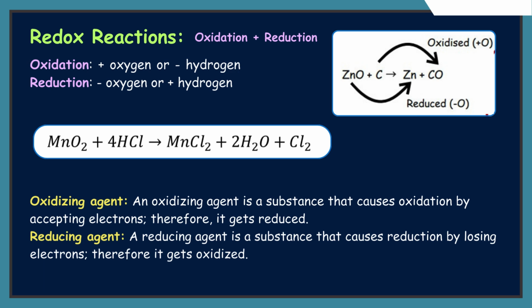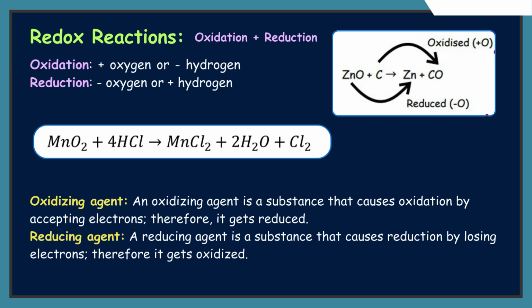On this page, we're talking about redox reactions. Redox is short for reduction and oxidation. Oxidation is when something gains oxygen or loses hydrogen. Reduction is the opposite, when something loses oxygen or gains hydrogen. There's an example here with manganese dioxide and hydrochloric acid.